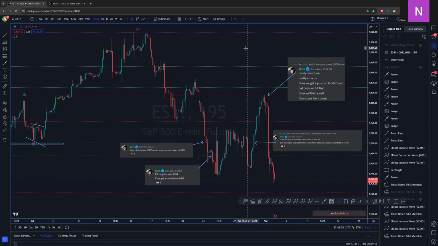So this will be a quick video going over how I was able to predict the move down to around 54.30, 54.34, the move up to 56.01, and then the move back down to roughly 54.32 currently, but I'm targeting a little bit lower.